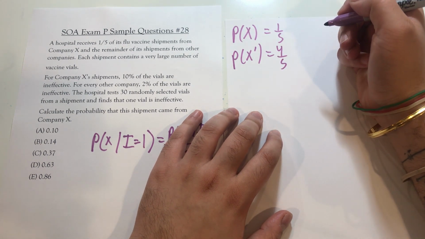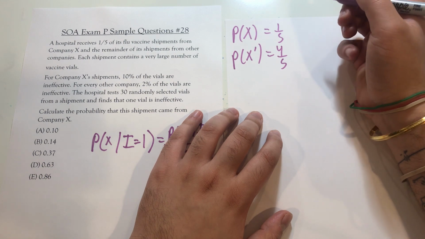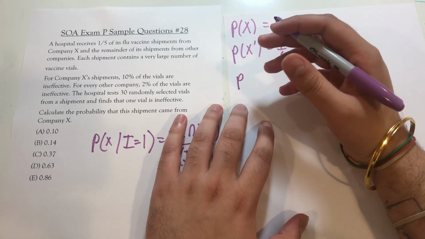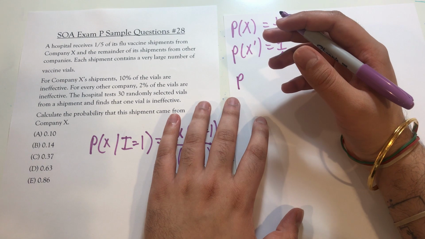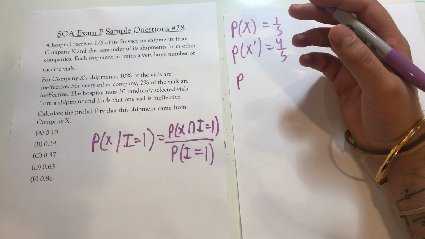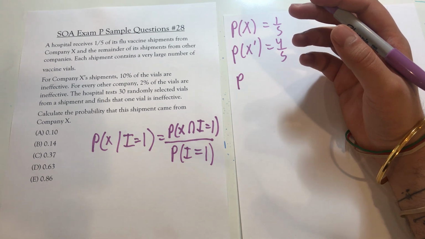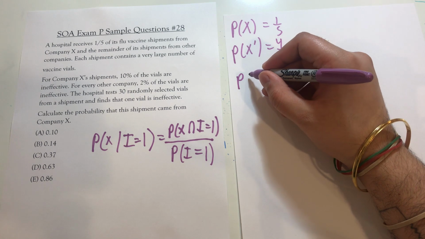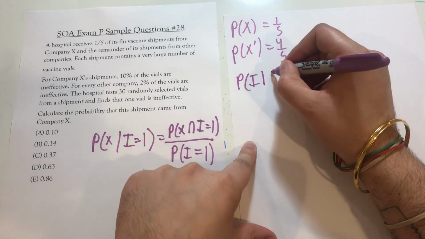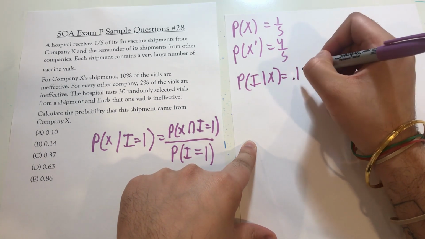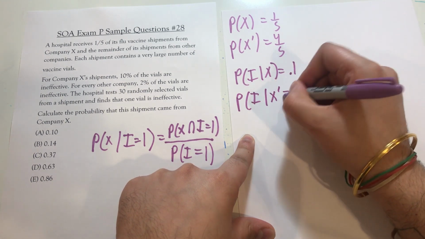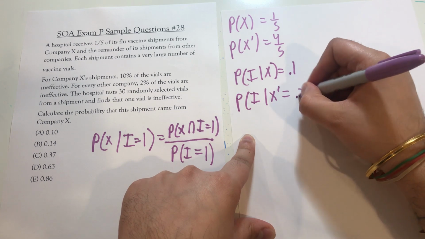And what else does it say? 10% of the vials are ineffective. So the probability of one specific vial being ineffective, coming from X, equals 0.1. And the probability of one specific vial being ineffective from any other company is 0.02.